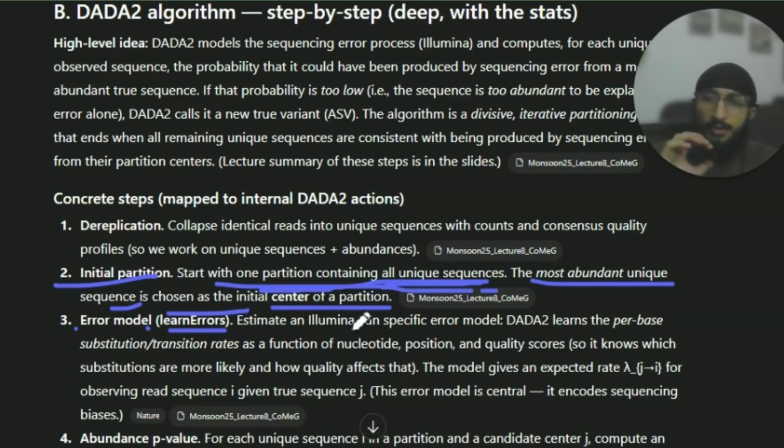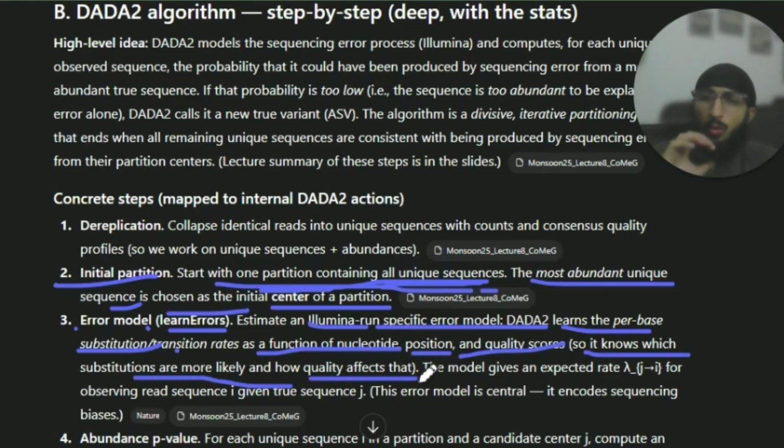Then the error model: learn the errors. Estimate an Illumina run-specific error model. DADA2 learns the per-base substitution or transition rates as a function of nucleotide, position, and quality scores, so it knows which substitutions are more likely and how quality affects that. The model gives an expected rate lambda_ji for observing read sequence i given true sequence j. This error model is central.